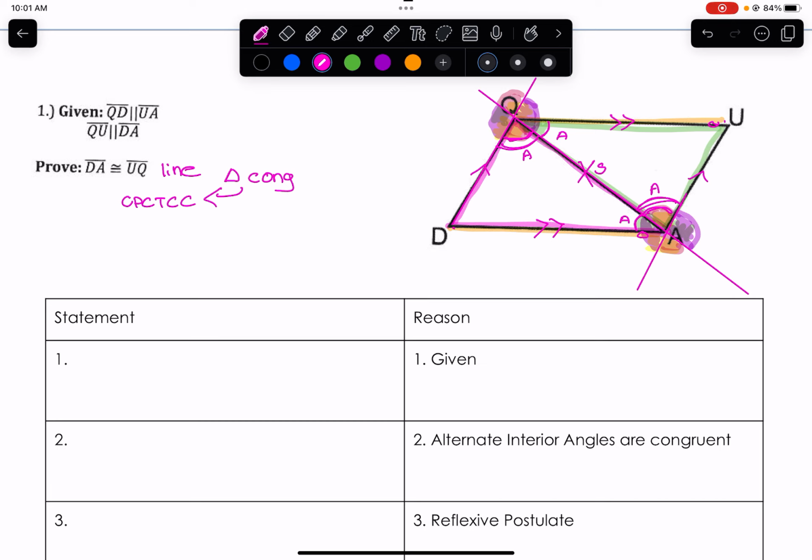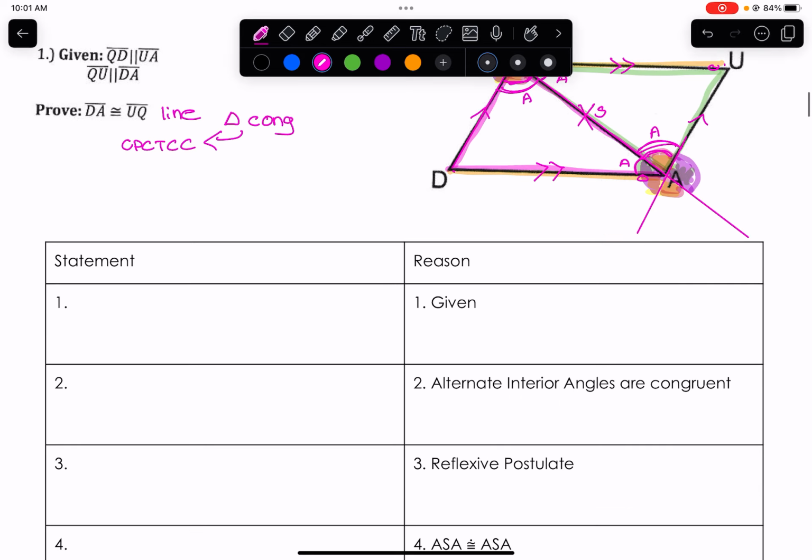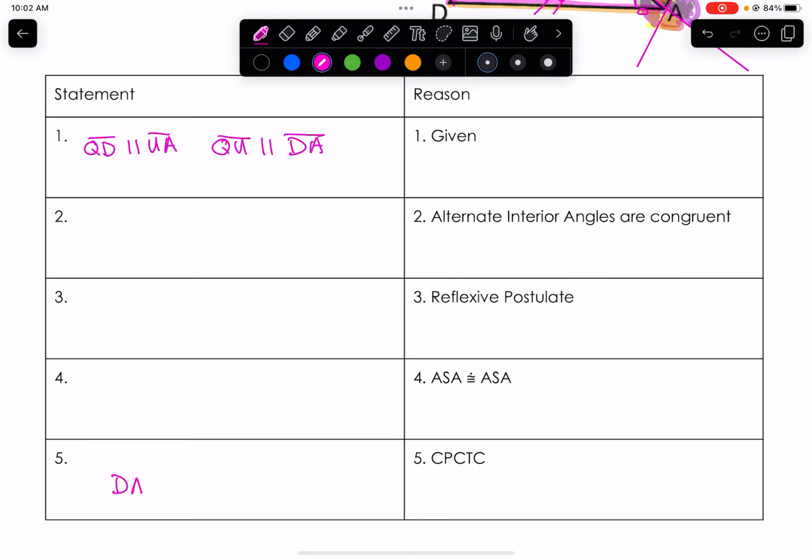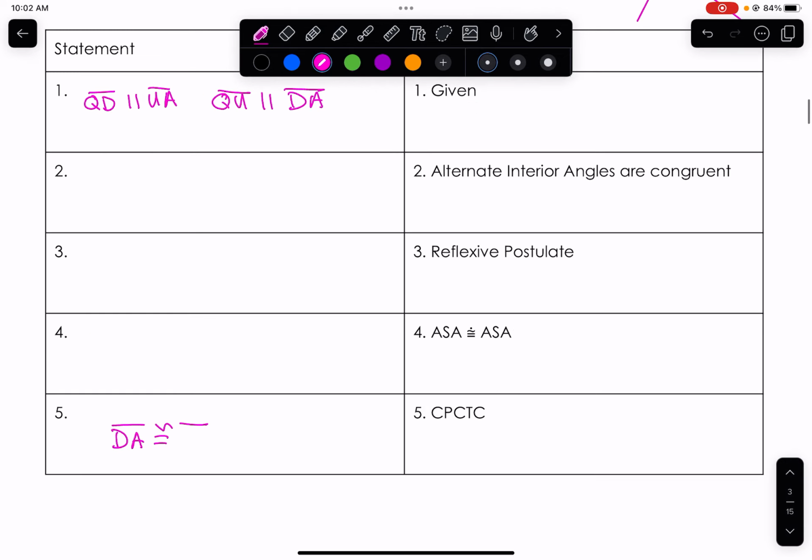So if I look here, I have an angle, a side, and an angle, and the side is in between my angles, so I can prove that these are congruent using angle, side, angle. So to write the actual proof, I was kind and gave you guys the reasons so we can just focus on understanding what's going on. Right, so you start with the given and your last line is your proof statement. This is what you are working towards. DA is congruent to UQ.